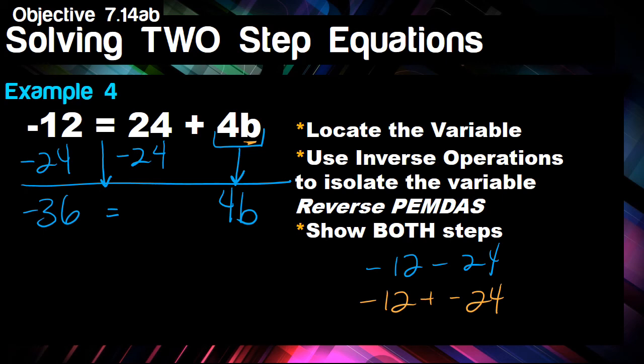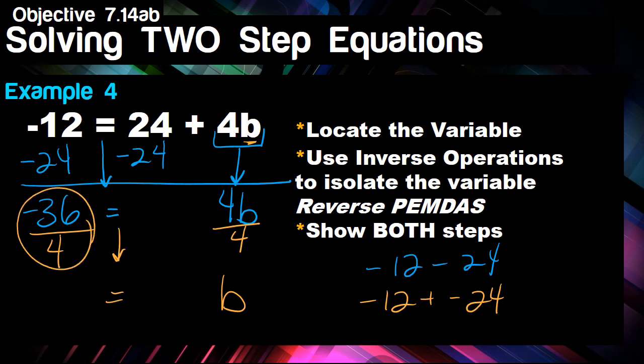Now let's do our second step of our two-step equation problem here. We have 4b, so we're going to be dividing by 4 on both sides. So we're left with b. We bring down our equal sign. And then we have negative 36 divided by 4, which gives us negative 9.